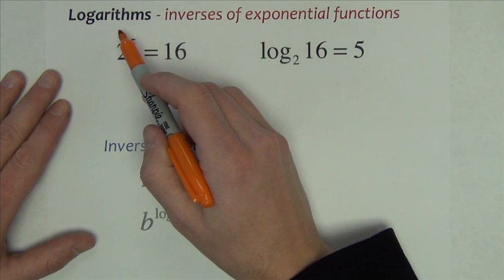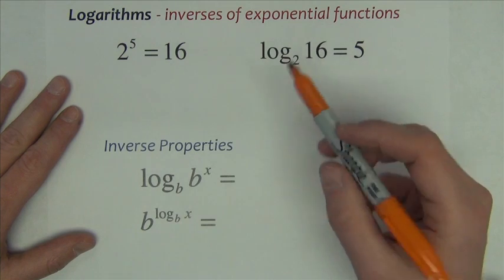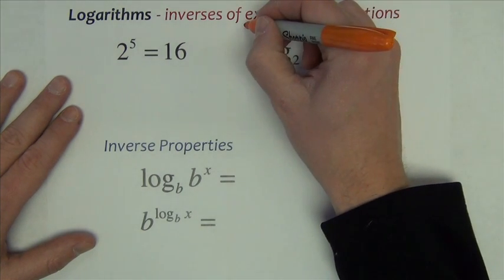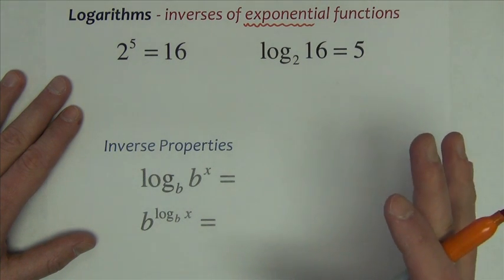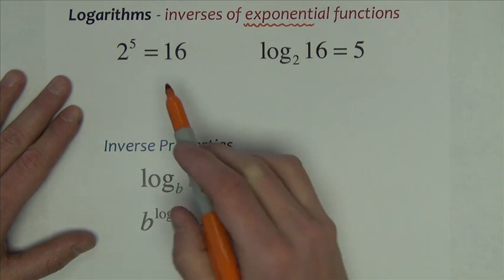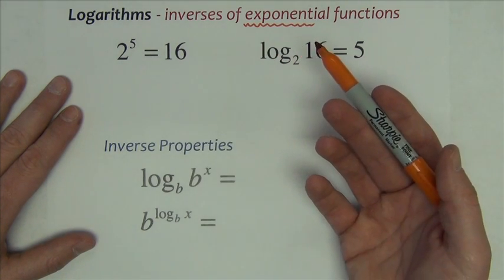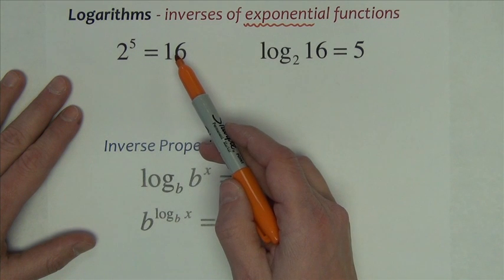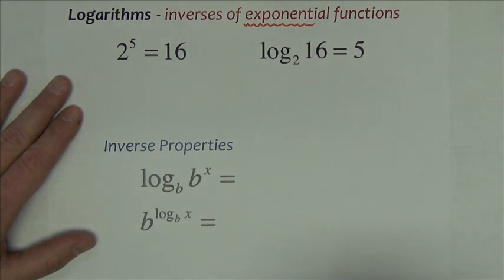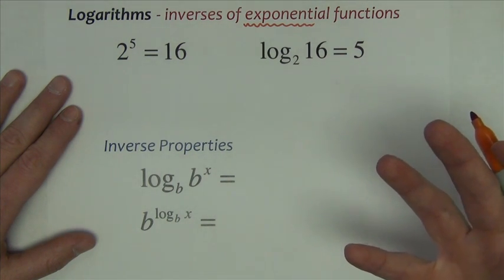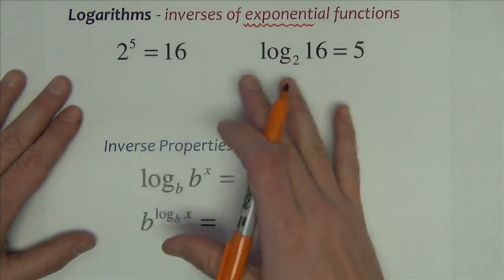So we said that logarithms, we define them as inverses of exponential functions. Really we said that logarithms are just exponents in a disguised form. These two expressions right here are saying essentially the exact same thing. 2 to the 5th power equals 16 and log base 2 of 16 equals 5 are synonymous expressions. To steal an English vocabulary term, they indicate the same idea.